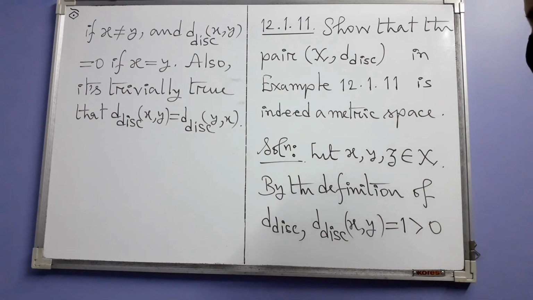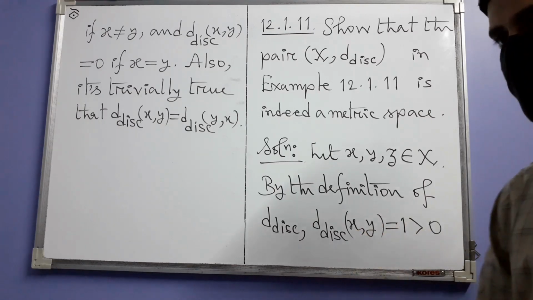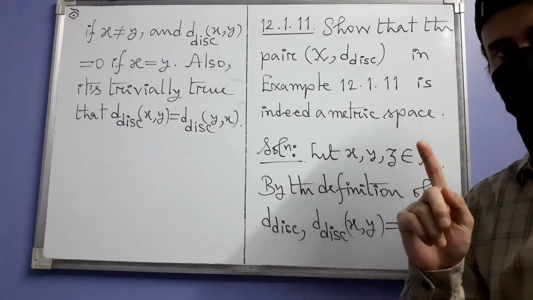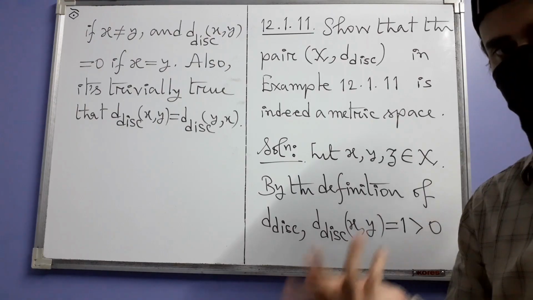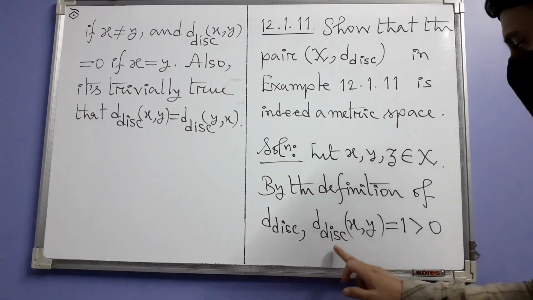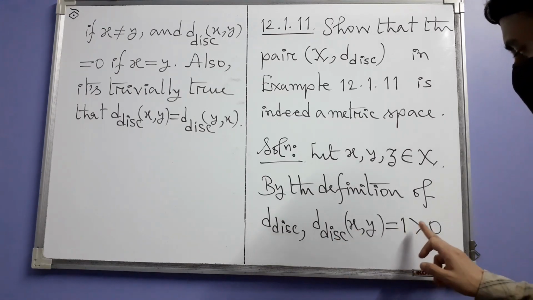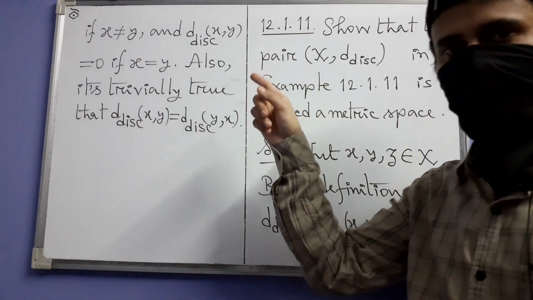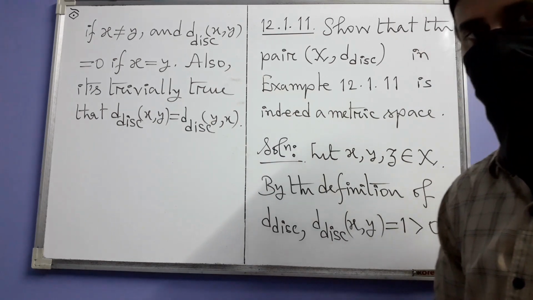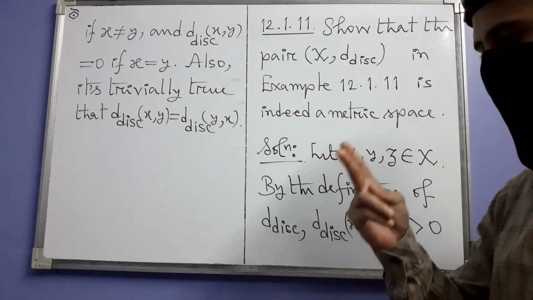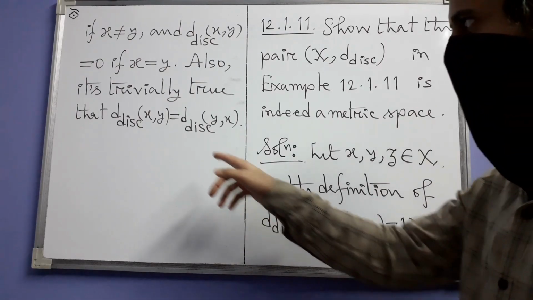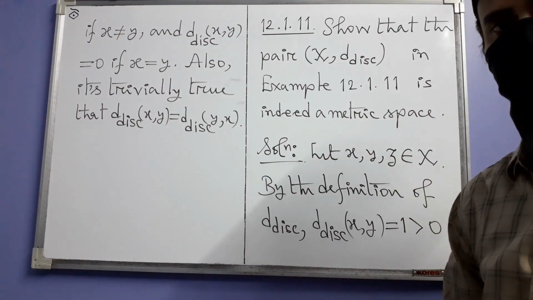What is its definition? If the points x and y are different, then it is defined to have the value 1. Otherwise, if they are the same, then the value is 0. So by that definition itself, d-disk of x comma y is 1, which is greater than 0, if x and y are different. Otherwise, if x and y are the same, then this is 0. So just from the definition itself, the first two axioms follow immediately. Also, it's trivially true that d-disk is symmetric.